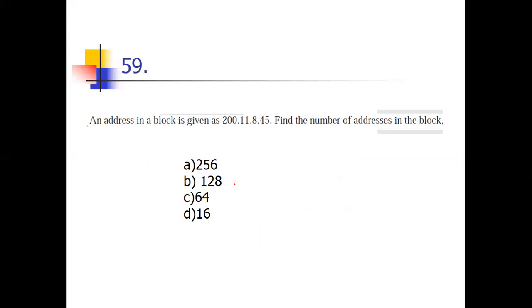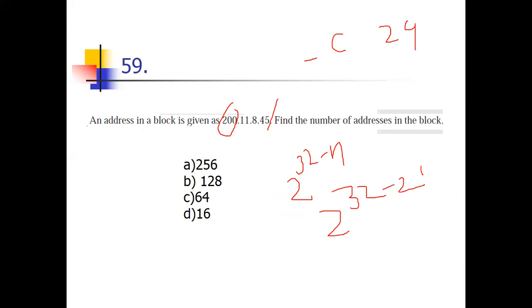Now, an address in the block is given as 200.11.8.45. Find the number of addresses. The number of addresses is 2 raised to 32 minus n. How to find n? There are two types of addressing, classful addressing and classless addressing. Since the slash notation is not given, it's classful addressing. For classful addressing, we have to identify the class. Since it's 200, it's class C, and for class C the prefix is 24. So 2 raised to 32 minus 24 is 2 raised to 8. The answer is 256.